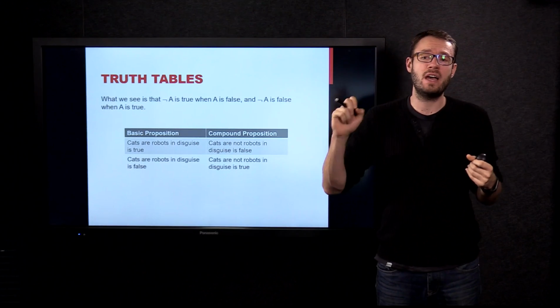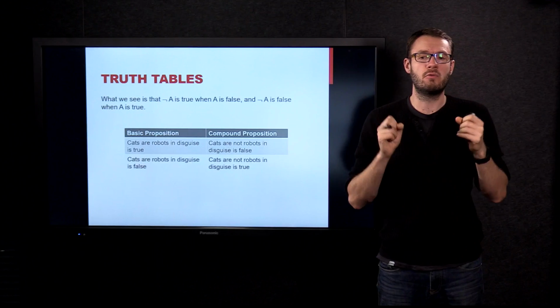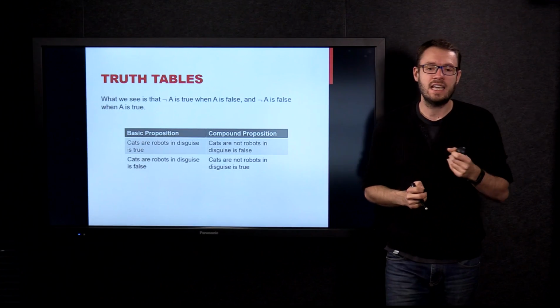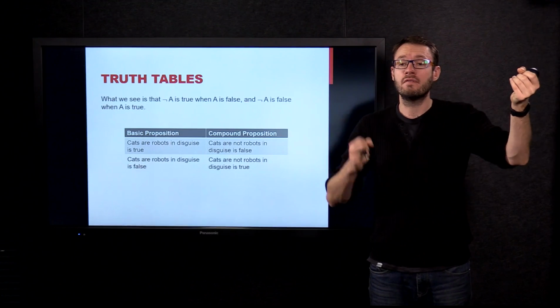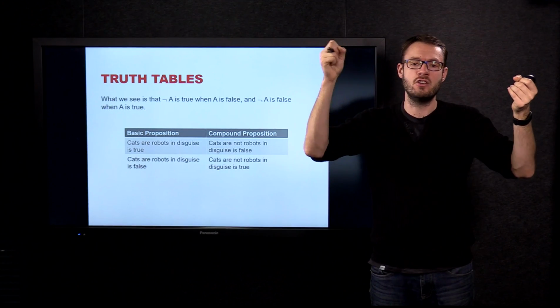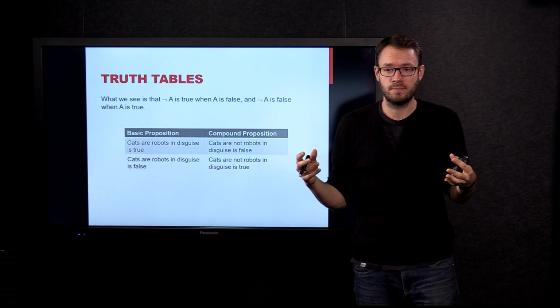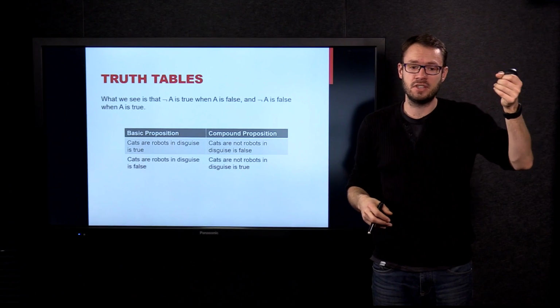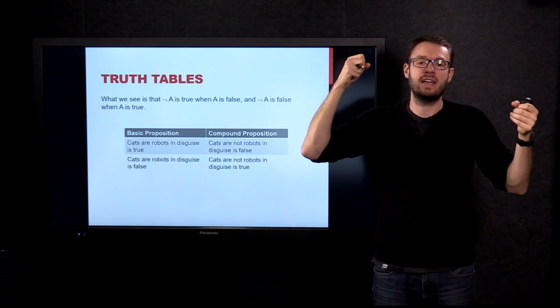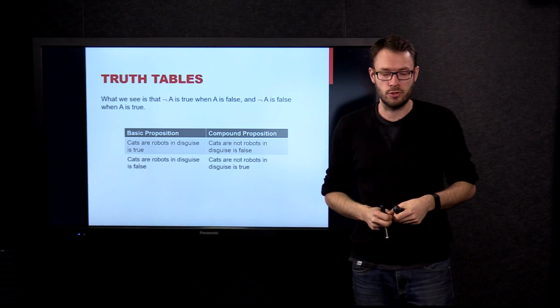Now consider the compound proposition that cats are not robots in disguise. It seems right to say that when cats are robots in disguise is true, the compound proposition, cats are not robots in disguise, is false. Similarly, when cats are robots in disguise is false, it seems right to say that cats are not robots in disguise is true.